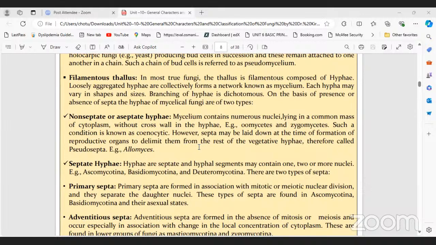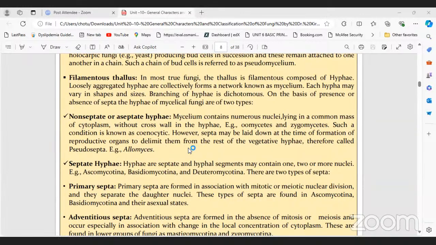However, septa may be laid down at the time of formation of reproductive organs, to delimit them from the rest of the vegetative hyphae.